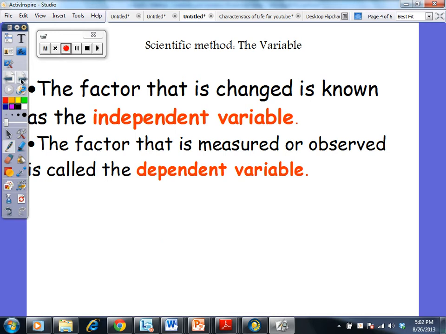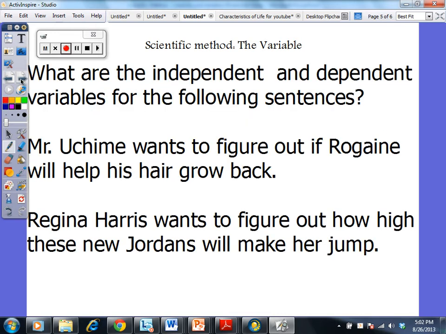Alright, good day class. This is Mr. Uchime, and I'll be talking about how to determine what the independent and dependent variables are. If we look at these two sentences here, the first one, Mr. Uchime wants to figure out if Rogaine will help his hair grow back, and the second one, Regina Harris wants to figure out how high these new Jordans will make her jump. Let's take a look at these two sentences in detail.